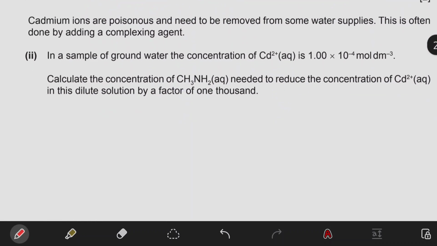Okay, cadmium ions are poisonous and need to be removed from some water supplies. This is often done by adding a complexing agent. In a sample of groundwater, the concentration of cadmium ions is this. Okay, calculate the concentration of this needed to reduce the concentration of cadmium ions in this dilute solution by a factor of 1000.